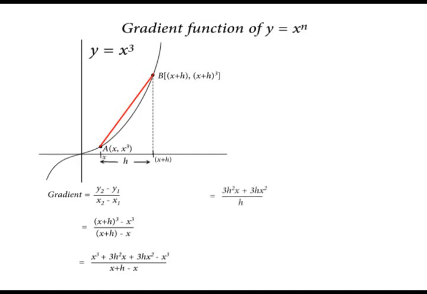So we remain with 3h squared x plus 3hx squared over h. Factorize h in the numerator, we shall have h into (3hx plus 3x squared) over h. Cancel h out and we remain with 3hx plus 3x squared. Again, as B approaches A, h becomes smaller and smaller. It can be ignored and replaced with 0. And so 3hx plus 3x squared becomes 3x squared. This is the gradient function of y is equal to x cubed.